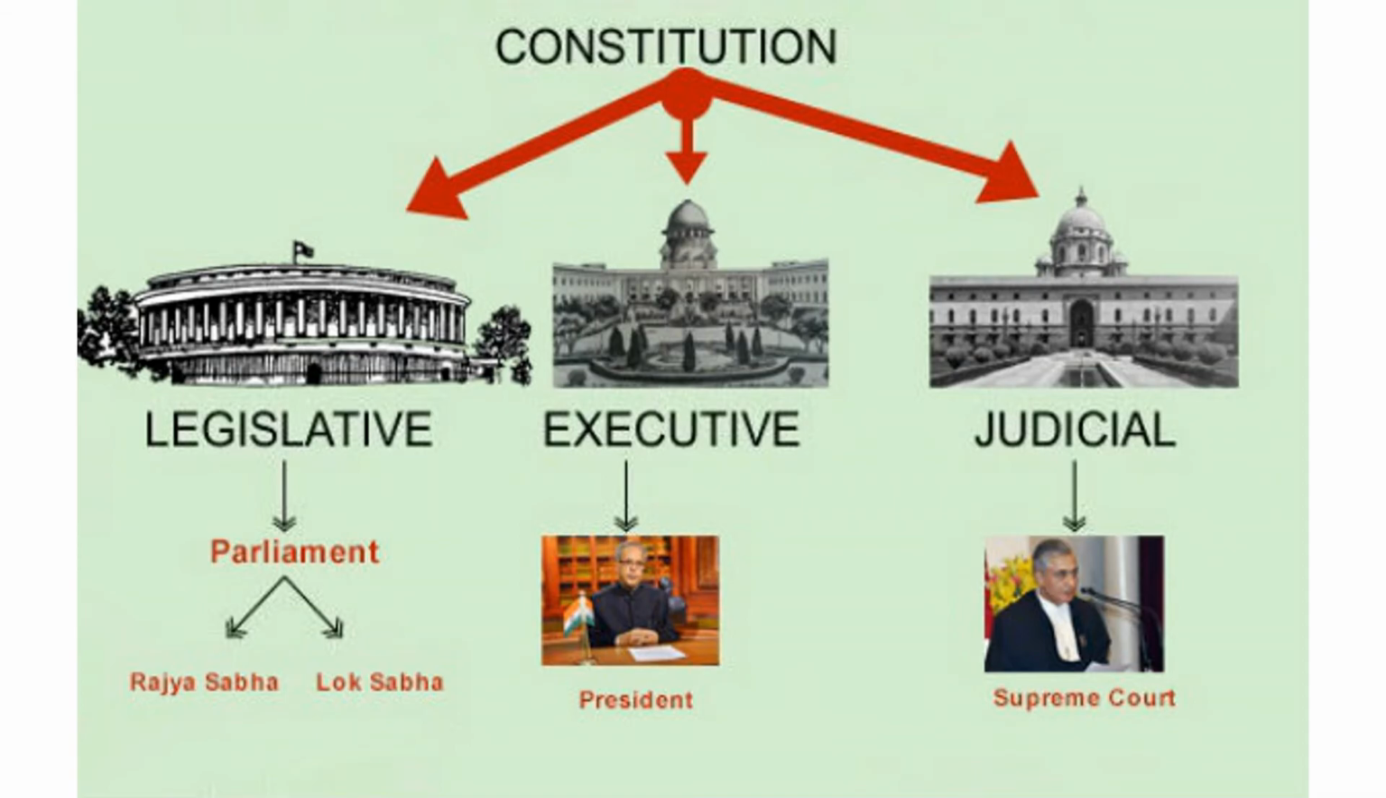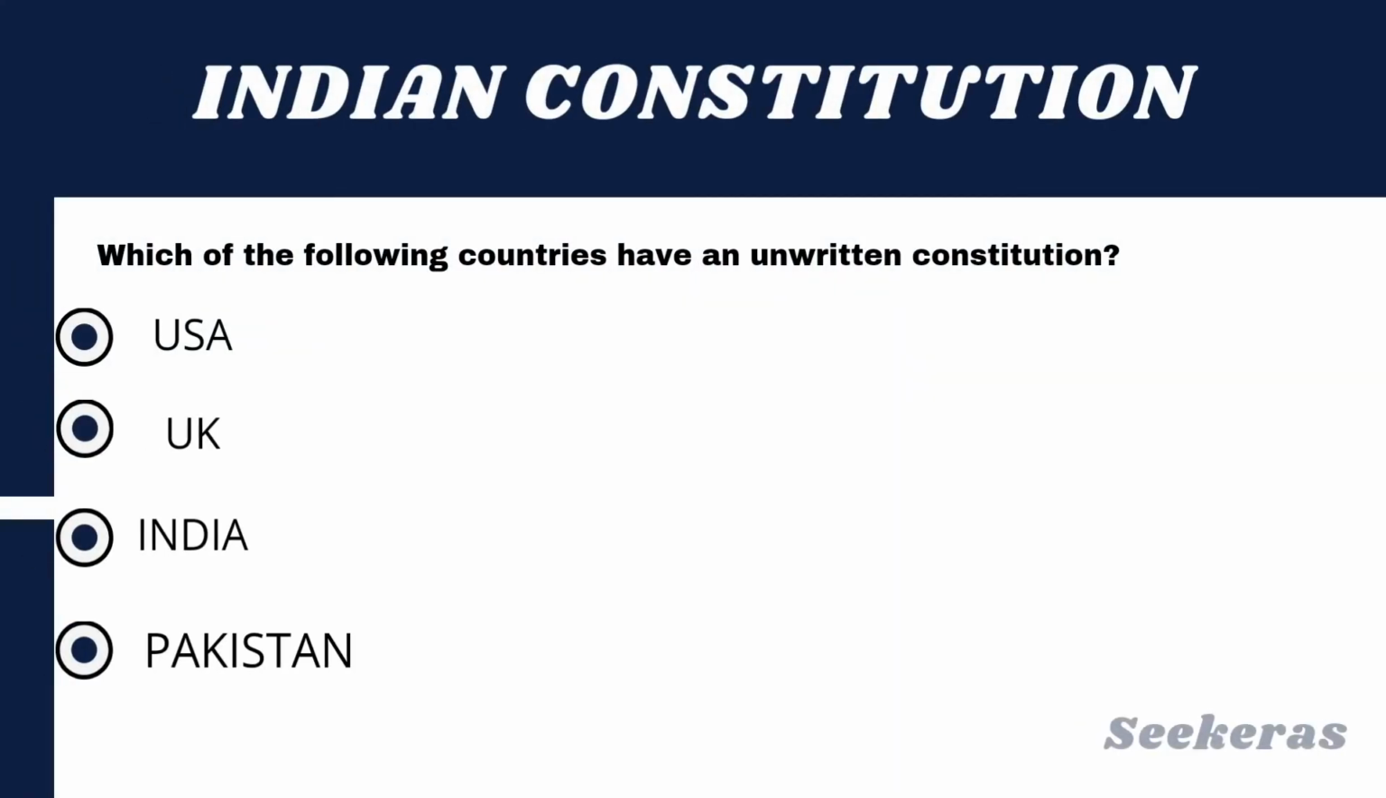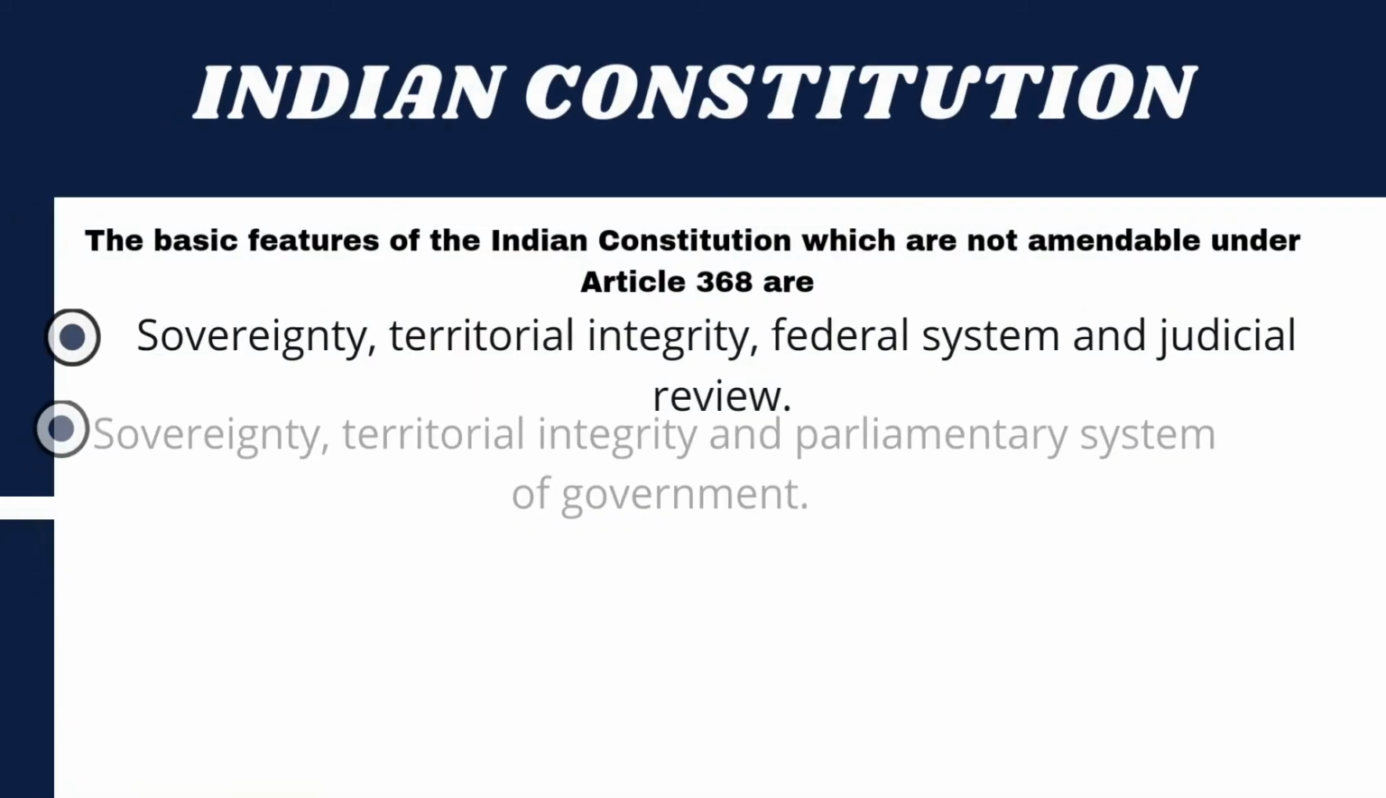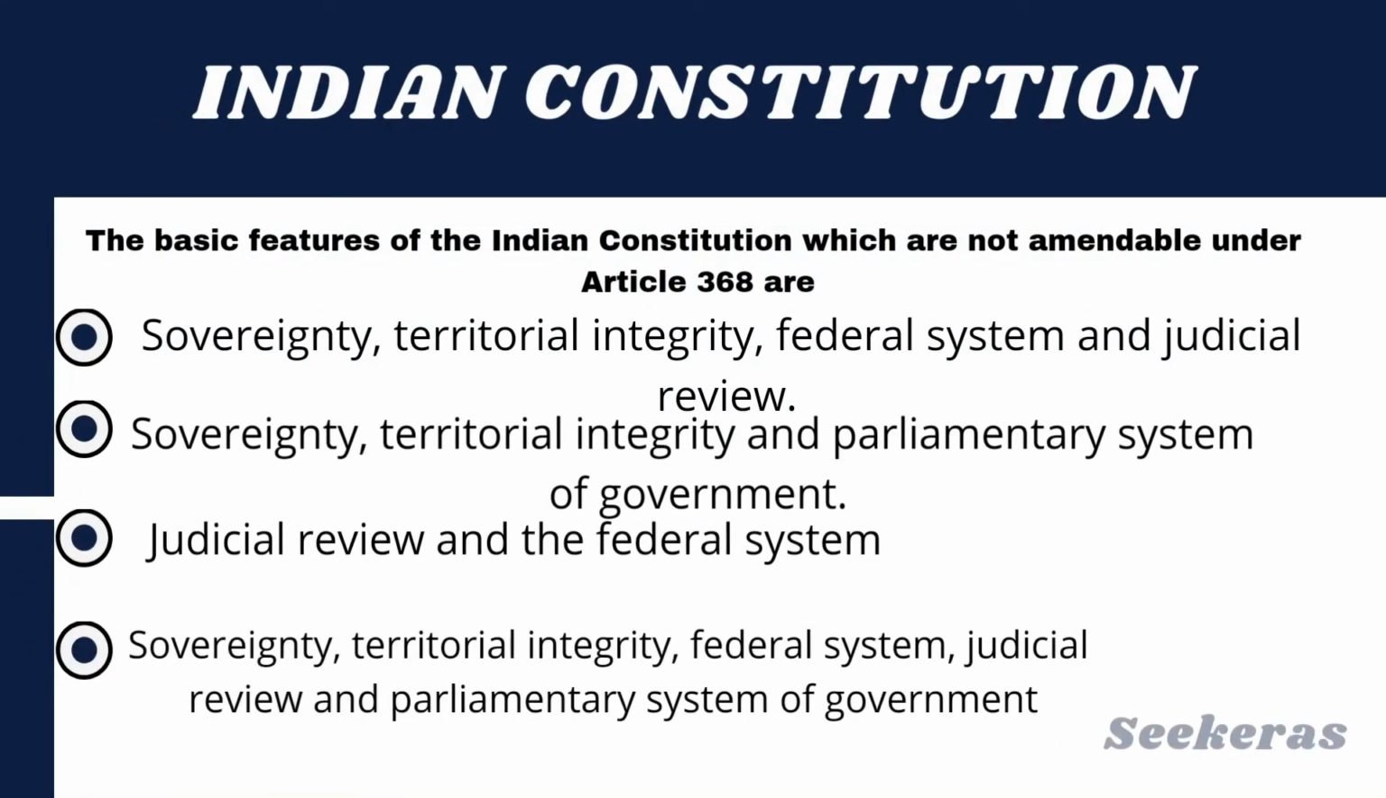Question number 14. Which of the following countries have an unwritten constitution? Option A. USA. Option B. UK. Option C. India. Or option D. Pakistan. The answer is option B. UK.